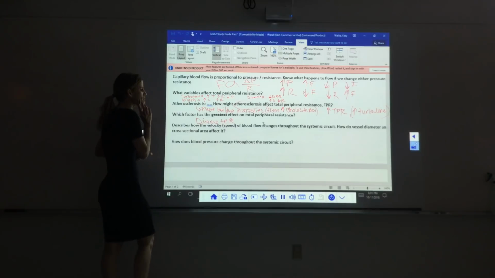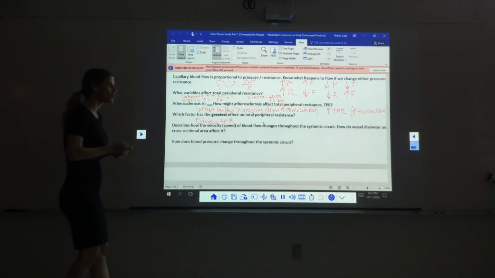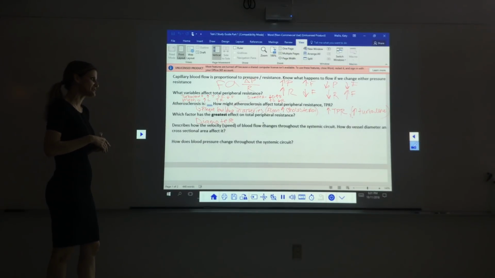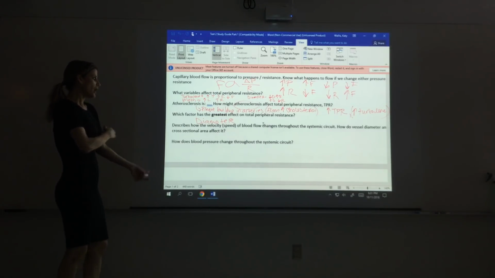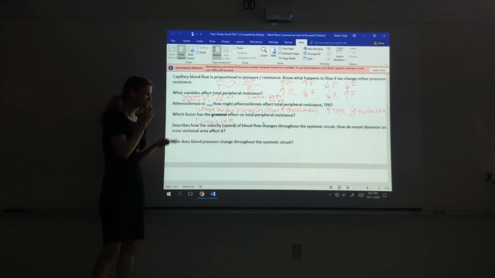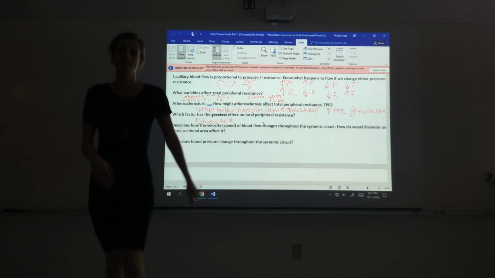We talked a lot about the velocity or speed of blood flow and how that changes throughout the systemic circuit. And then we talked about how vessel diameter and cross-sectional area relate to that. When we talked about the speed of blood flow, remember we compare that to, oh, actually I'm over on time.